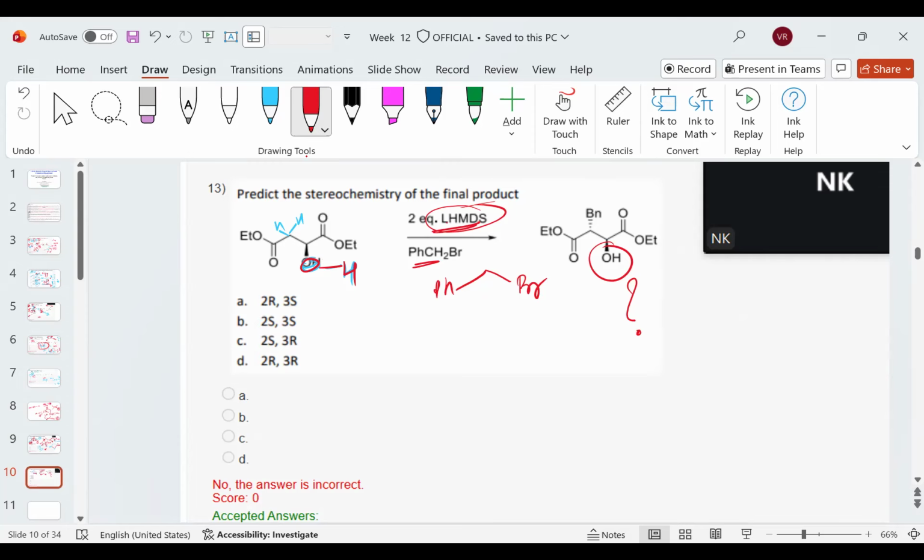So the first equivalent of LiHMDS is obviously going to abstract this proton, right? So it will be O negative, and then the second can abstract at this position. It will be the C negative then. So I will directly draw this C negative here. Now the question is how this nucleophile is going to attack the benzyl bromide.